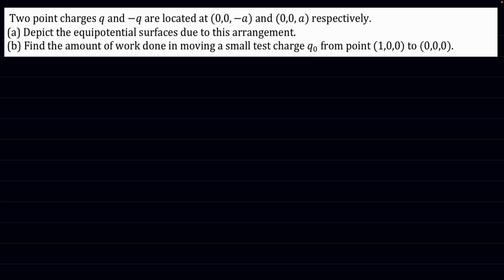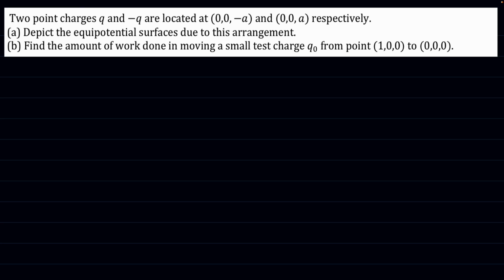This question is from Physics chapter Electric Potential. In this question, it is given that 2 point charges Q and minus Q are located at (0, 0, minus A) and (0, 0, A) respectively. We have to depict the equipotential surface due to this arrangement, and also we have to find the work done in moving a small test charge Q0 from 1 to 0.